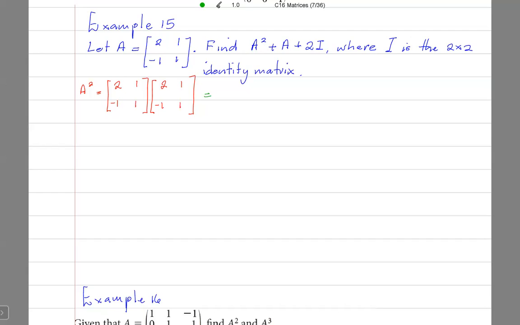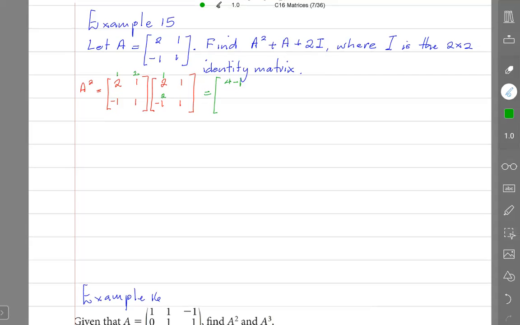So I'm multiplying the top row by the left column. The first element in the top row is 2. The second element is 1, multiplied by the left column. The first element in the left column is 2, and the second element is minus 1. So I'm going to multiply 1 by 1 and 2 by 2. So 2 2s are 4. 1 times minus 1 is minus 1. All right, so I just multiplied the top row by the left column.